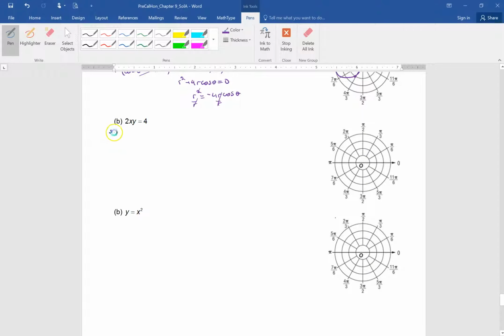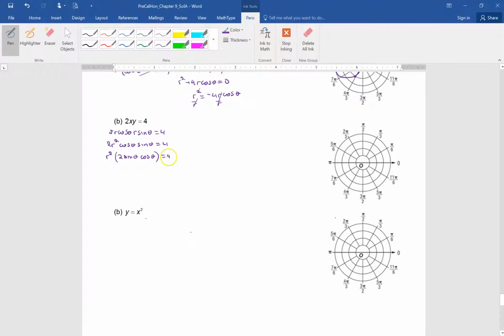2 times x, meaning 2r cosine theta, times y, r sine theta, is equal to 4. Now look, I'm going to collect the r squares. How do you know to do this? I'm telling you, and you will know how to look for it next time. So this is 2r squared cosine theta sine theta equals 4. But wait, what if I write it a different way? r squared times 2 sine theta cosine theta. I just rearranged the r, the 2, the sine and the cosine.